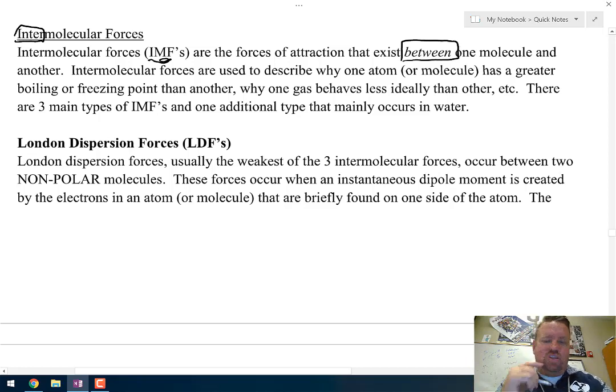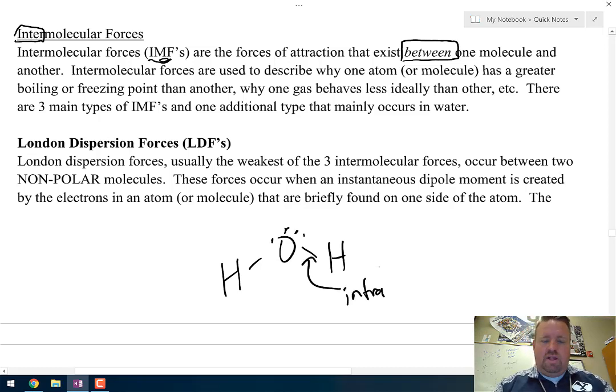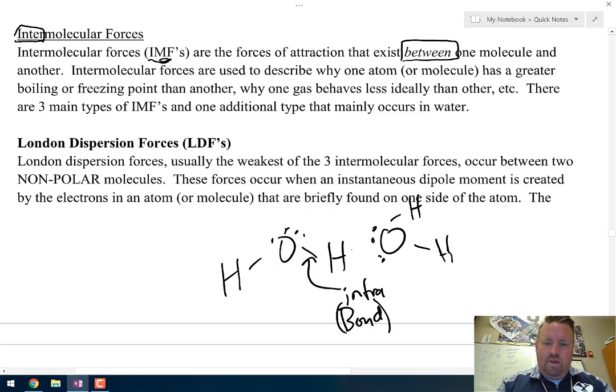So far in this unit, we've been talking about bonding, and we've been talking about those intramolecular attractions. So remember that in water, for example, you've got H-O-H, and that right there is the intramolecular attraction. Again, intra just refers to the actual covalent bond. When we talk about intermolecular forces, here's another water molecule, and there is a force of attraction between one water molecule and another.